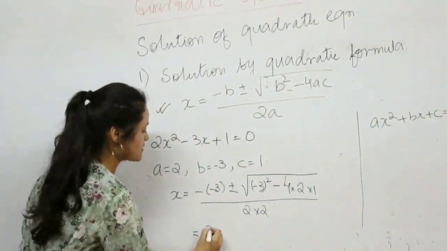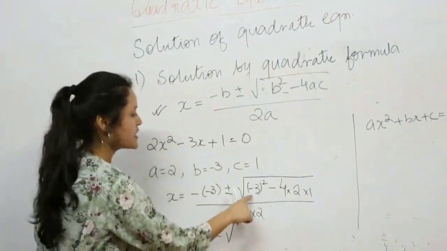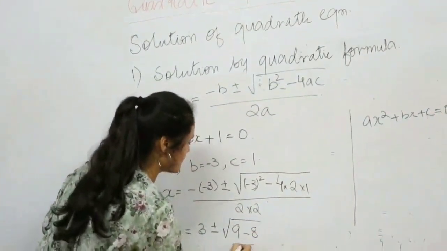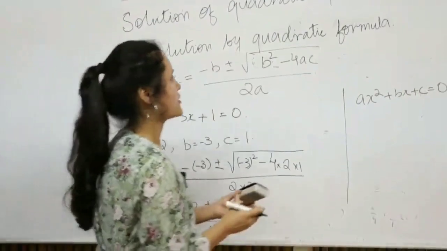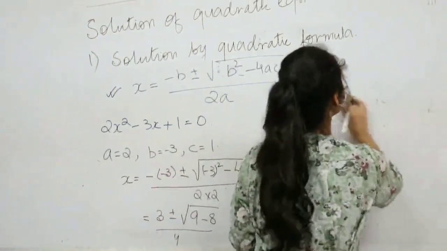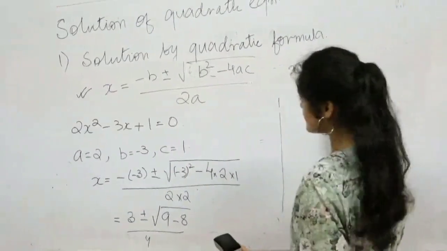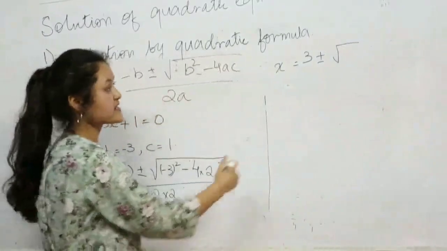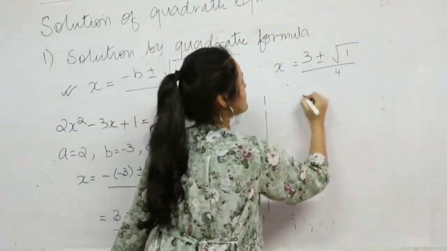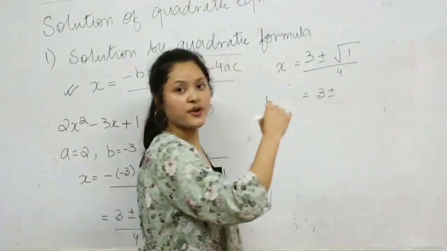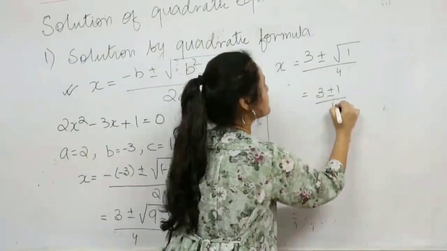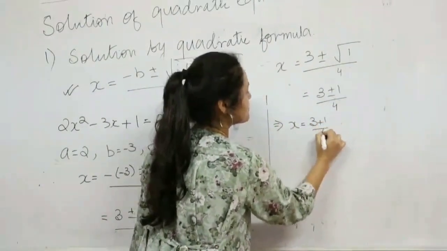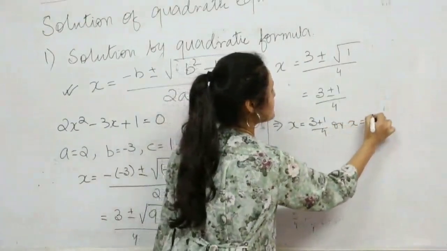Minus of minus is plus, so 3 plus minus root over. Minus 3 square is 9, minus 4 into 2 is 8, divided by 4. Okay, I'll continue here. X is 3 plus minus 9 minus 8 is 1, divided by 4. We all know that the square root of 1 is just 1. So this implies that x is equal to 3 plus 1 by 4, or x is equal to 3 minus 1 by 4.